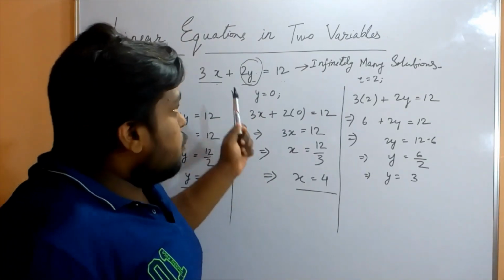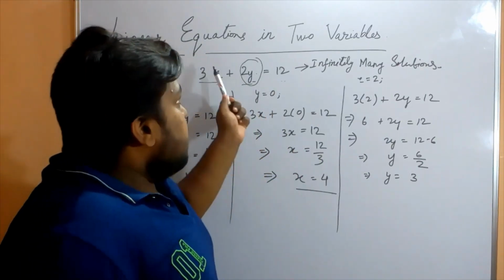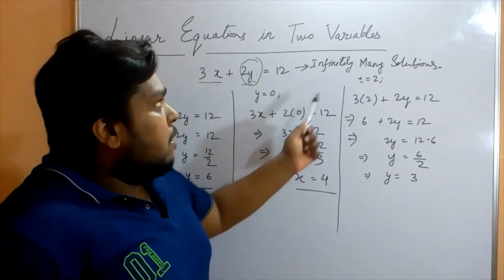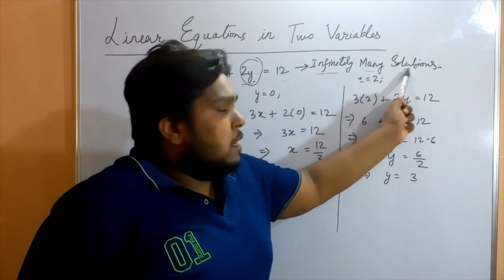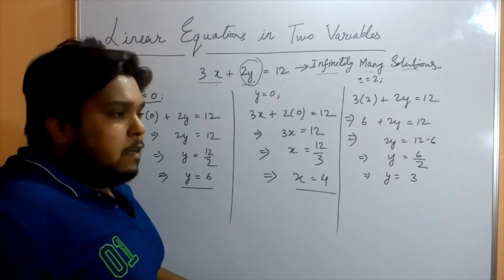So this concludes my statement: a linear equation in two variables can have infinitely many solutions. Okay, I hope you understood this.